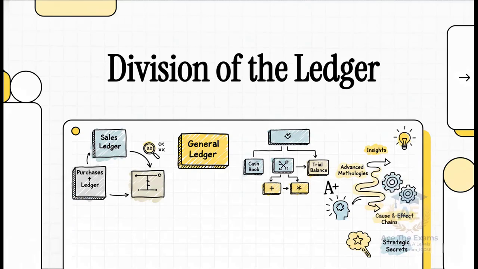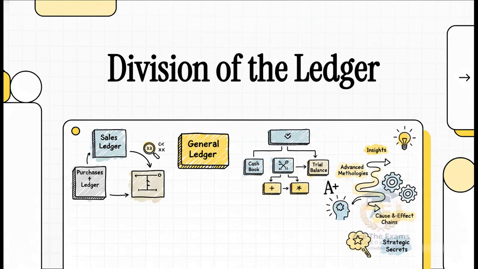Welcome to this explainer. Today we are stepping into a high-energy mentoring session designed specifically for those of you targeting that absolute A-star grade in IGCSE Accounting 0452. I'm channeling some incredible insights today from a subject specialist and a senior examiner to really break down Module 08, Division of the Ledger. And we are moving way beyond basic textbook reading here.